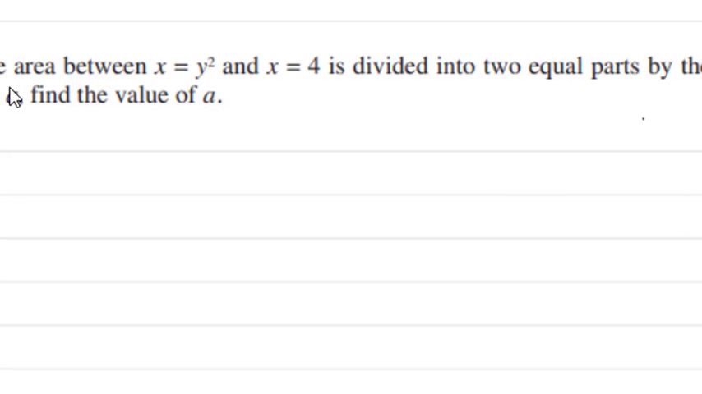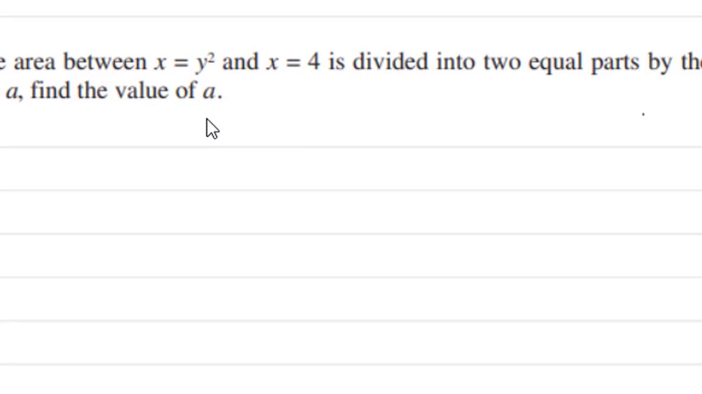So here the question is, the area between x equals y squared and x equals 4 is divided into two equal parts by the line x equals a, and then you have to find the value of a. So here you have to find out this a. Now let's see. First we can understand this thing with a figure in a better way.